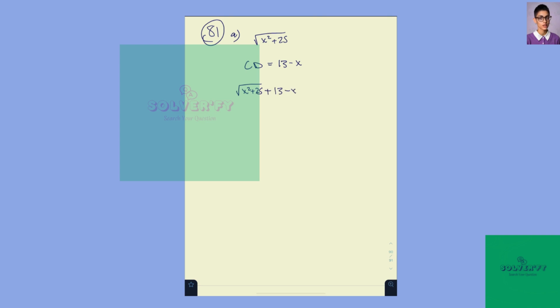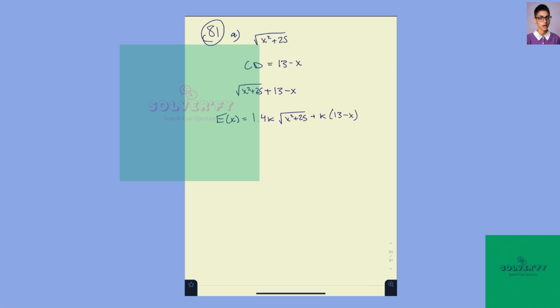So the total distance traveled will be the square root of x squared plus 25 plus 13 minus x. So if k is the energy per kilometer it takes to fly over the land, then our total energy, which will be modeled by the function E of x, is going to be 1.4k times the square root of x squared plus 25 plus k times 13 minus x.